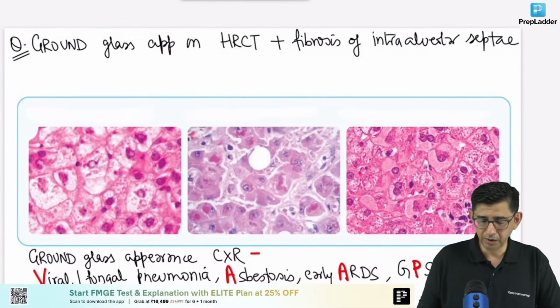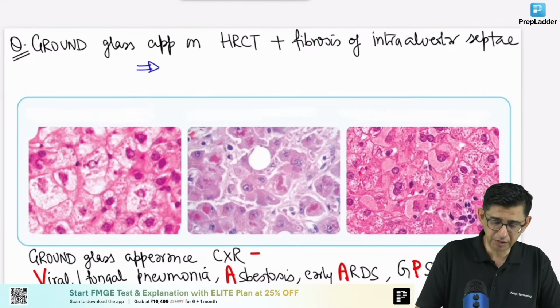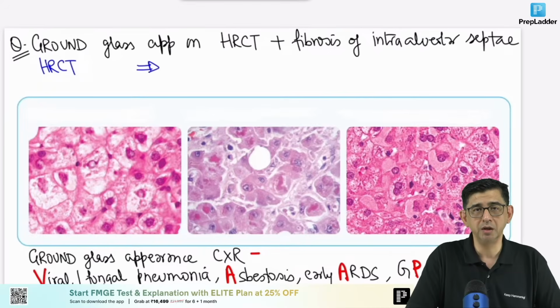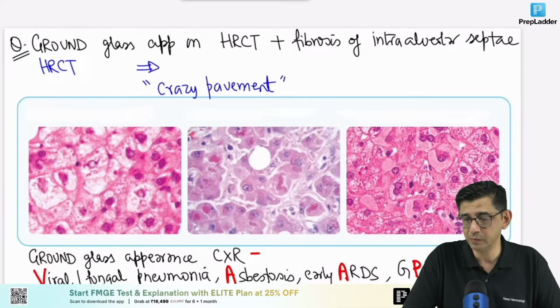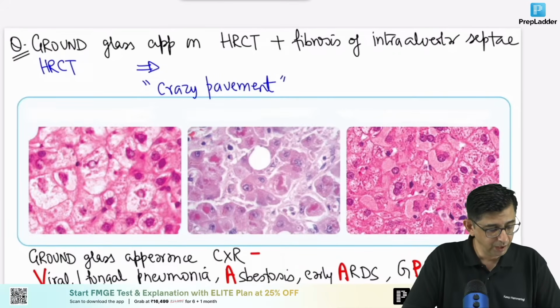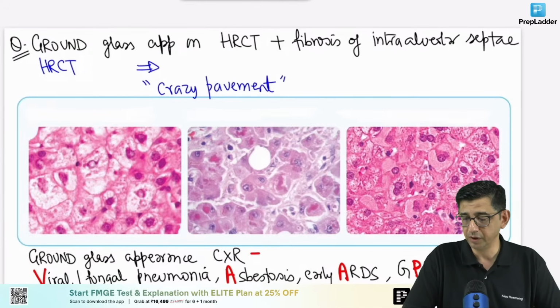The next question is again from the FMG exam. This was an HRCT finding that was given, and you have to select between asbestosis and silicosis. Ground glass appearance on an HRCT with fibrosis of the interalveolar septa. Because of the combination of the two findings, we will also call out a crazy paving pattern. So I can expect the comment button to start going crazy with the comments. Is it asbestosis or is it silicosis? Ground glass appearance on an HRCT with fibrosis of the interalveolar septa causing a crazy paving pattern would be seen with which of the following?